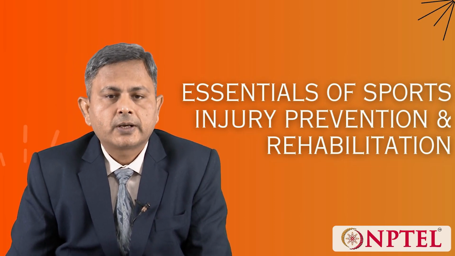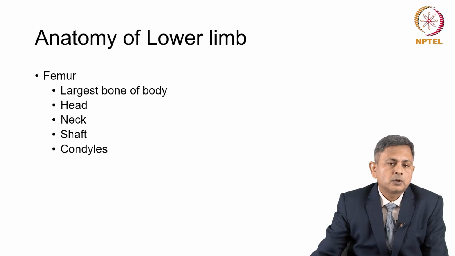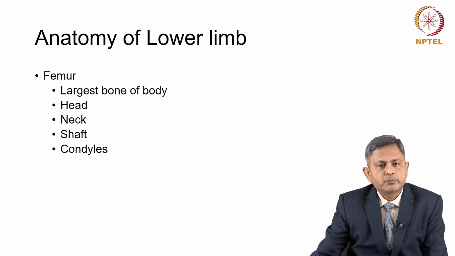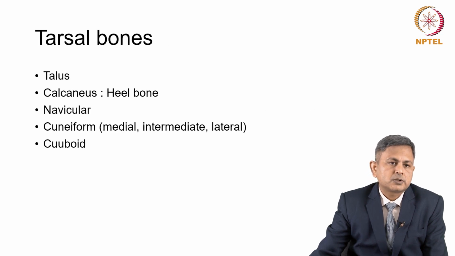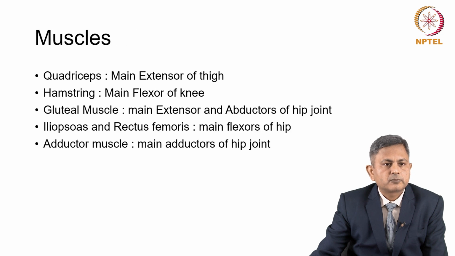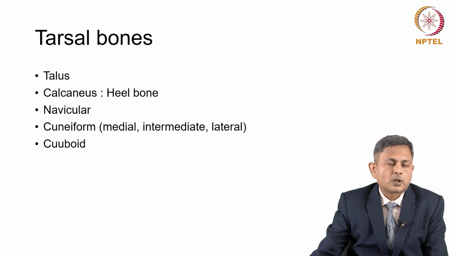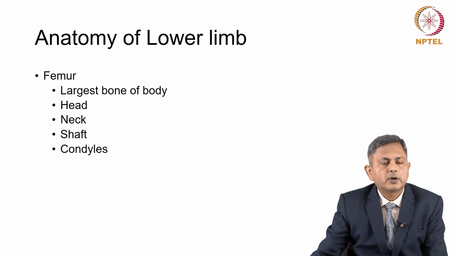In this lecture, we are going to study the relevant anatomy of the lower limb. First, we study our thigh bone, then the tibia and fibula, that is our calf bones, the tarsal bones, that is our ankle bones, and the foot bones, that is the metatarsal and phalangeal bones. We will also read about the muscles of our lower limb. So first we start with the anatomy of the lower limb.